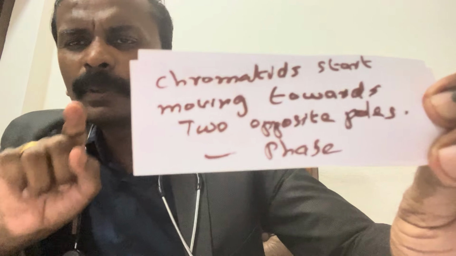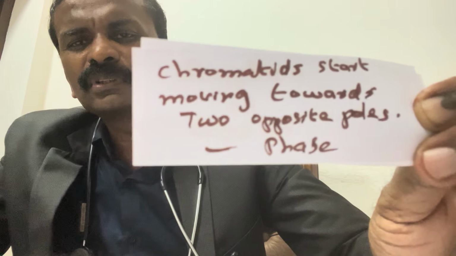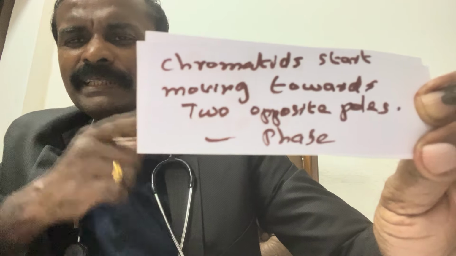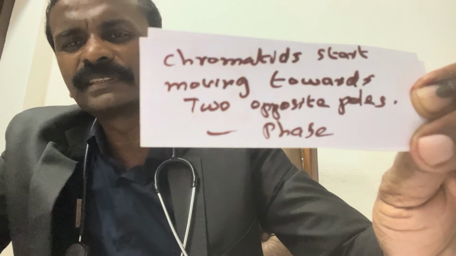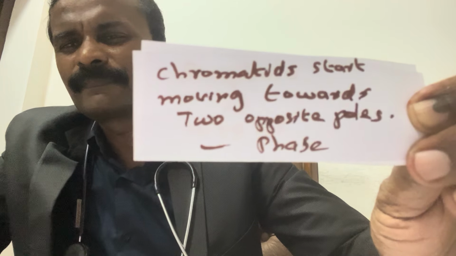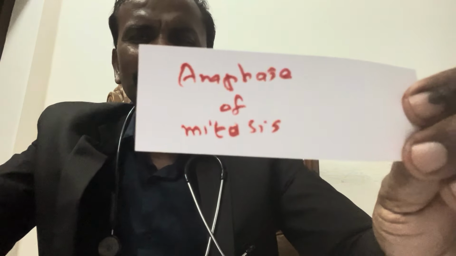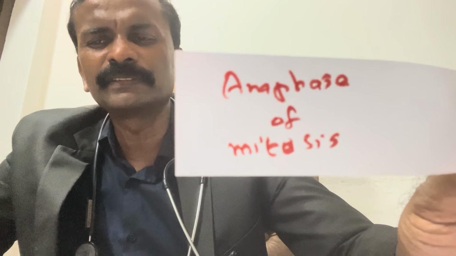See? Chromatids start moving towards two opposite poles. Which phase? Anaphase of mitosis.